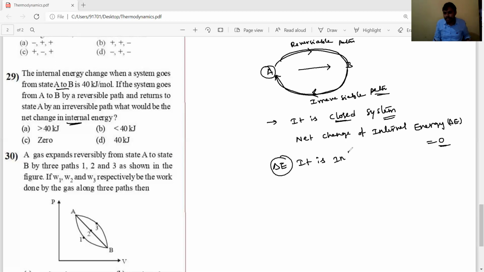independent of path. Okay, it is path independent. It is a state function. Internal energy change is a state function, independent of path. That's why again where it started, again it is coming to the same point. That's why net internal energy change is 0. Okay, students. So the 29th question answer is C. Okay, and 30th question. Let's see, dear students, 30th question.